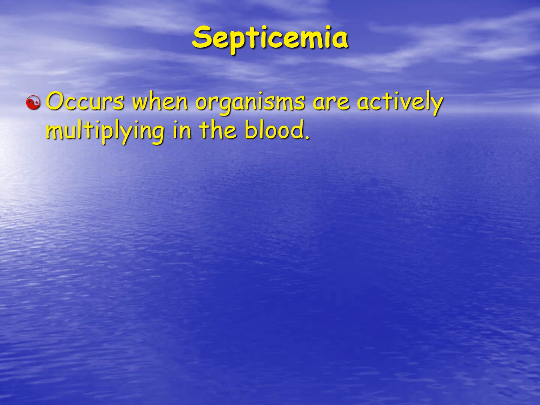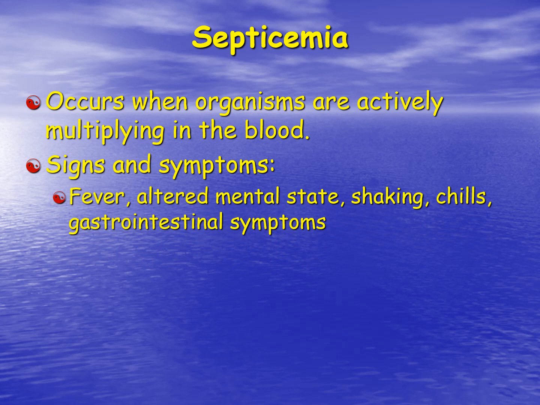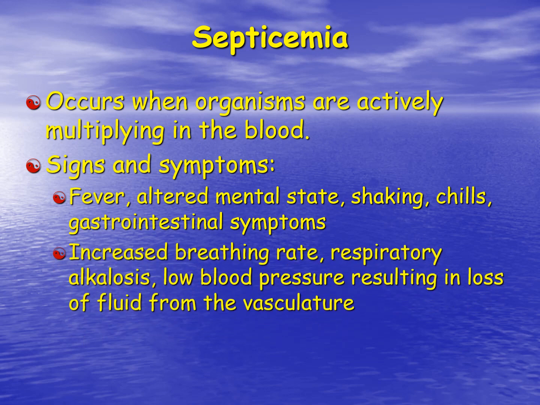Septicemia occurs when organisms are found in the blood and are actively growing and multiplying. Symptoms of septicemia can be systemic fever, altered mental state, shaking, chills, even GI signs. We also oftentimes will see an increased respiratory rate, respiratory alkalosis due to the increased respiratory rate, low blood pressure resulting in loss of fluid from the vasculature. So oftentimes we will see edema.